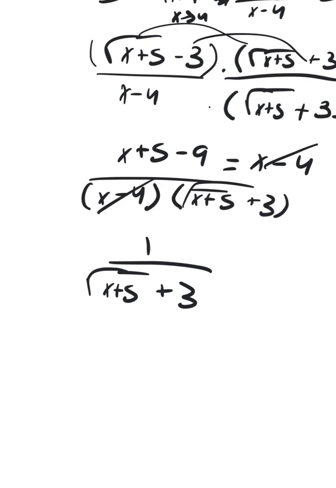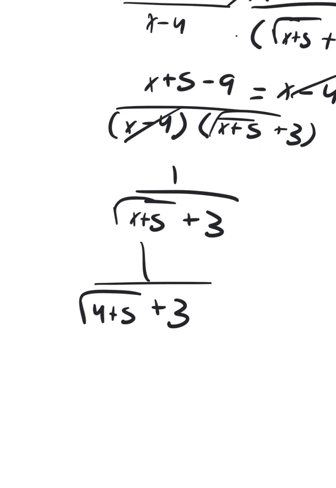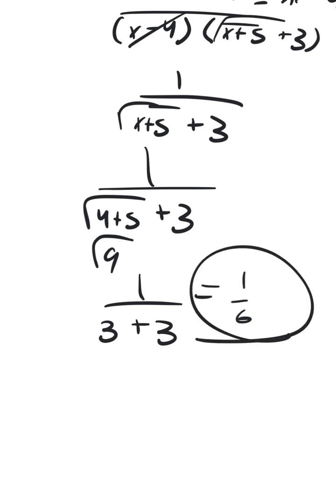So now let's plug in 4. Plug in 4 to this equation. 4 plus 5 is 9. The square root of 9 is 3, so 1 over 3 plus 3 is equal to 1/6. So that is your limit.